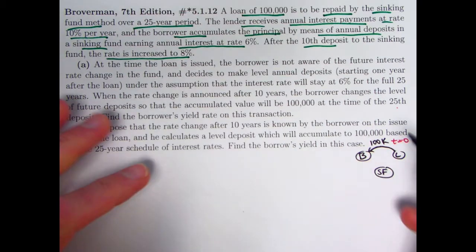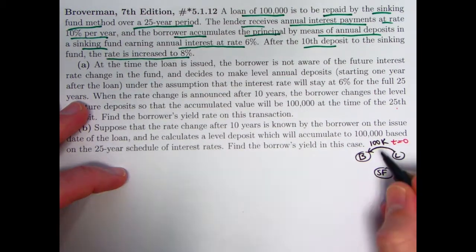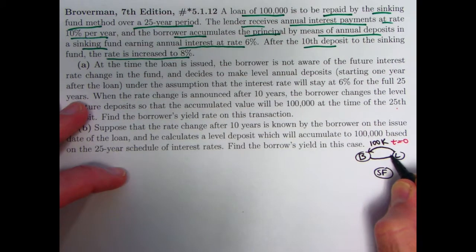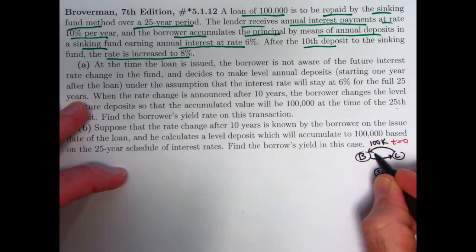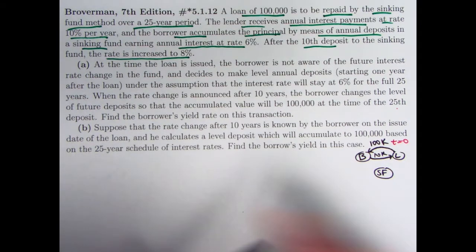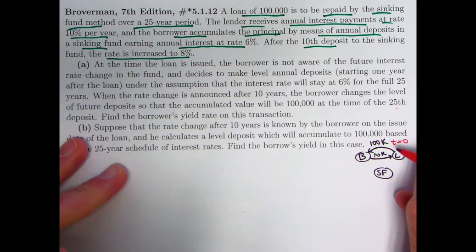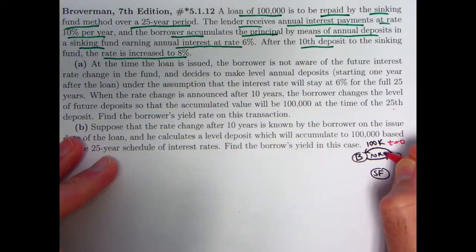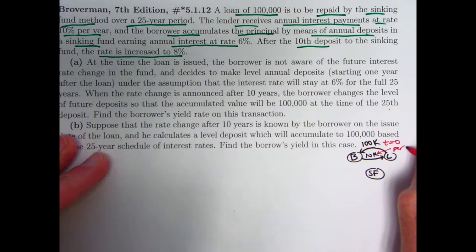Then you've got the borrower paying the lender interest every year for 25 years. 10,000 is the amount of interest, 10% of 100,000. That's occurring at the end of every year, per year, for 25 years.